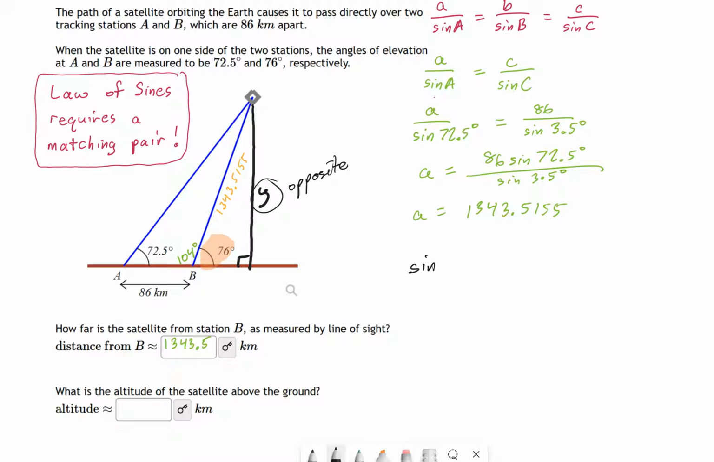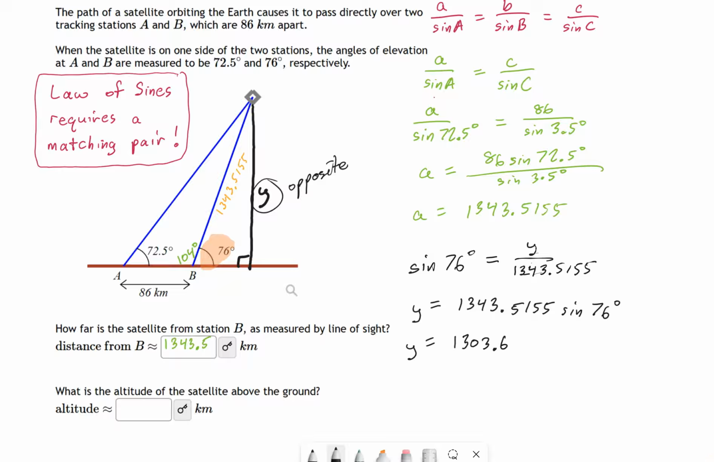So that's sine of 76 degrees equals opposite y divided by hypotenuse, which is 1343.5155. Okay, which means now we multiply that denominator over and we get y equals 1343.5155 sine of 76 degrees. Plug that through your calculator. You're going to get y equals 1303.6 according to mine.